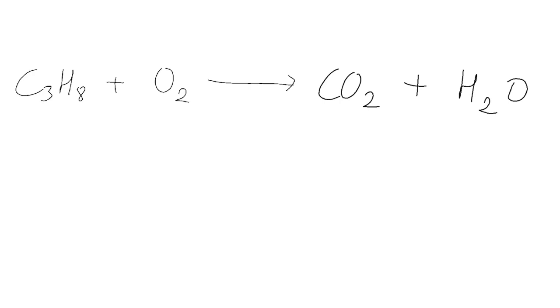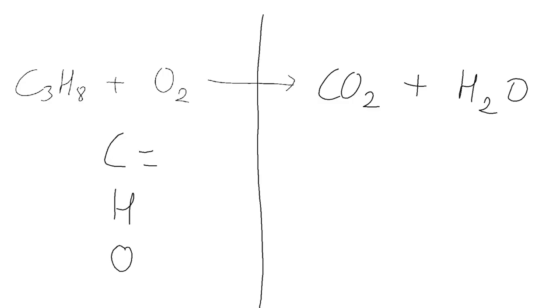To balance equations, we're going to do this step by step, starting with this equation. So we have C3H8 plus O2 going to CO2 plus H2O. What we're going to do is draw a line down the middle, separating the reactants from the products, and write down how many of each element we have. So here we have carbon, hydrogen, and oxygen.